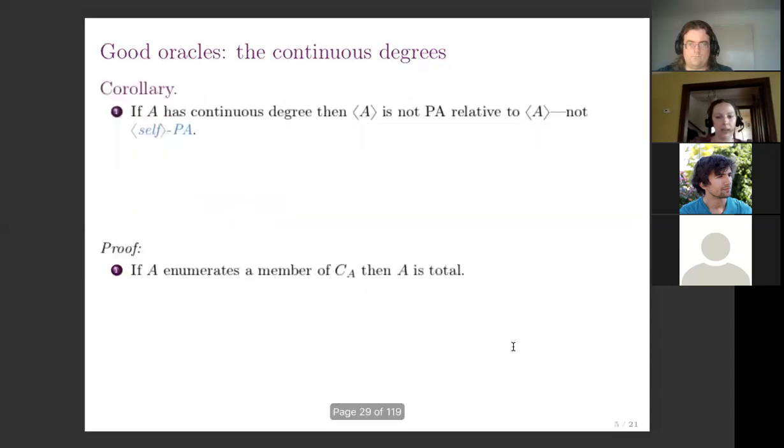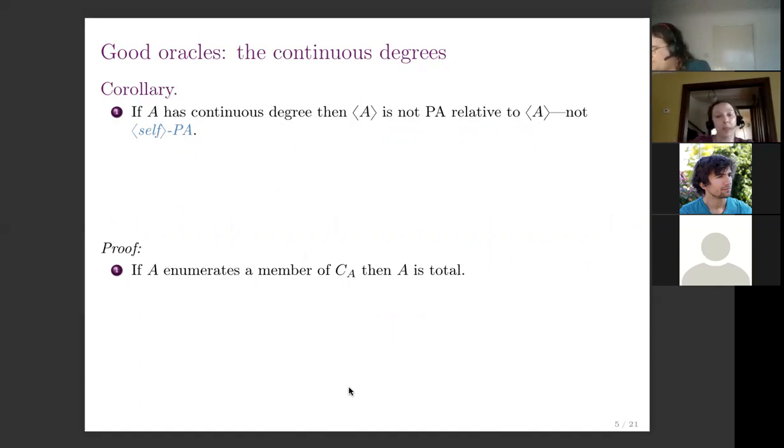Okay. So, as I said, continuous degrees are good oracles because they have the following three properties that all total oracles also have. The first one is that if A has a continuous degree, then A can't be PA relative to itself.